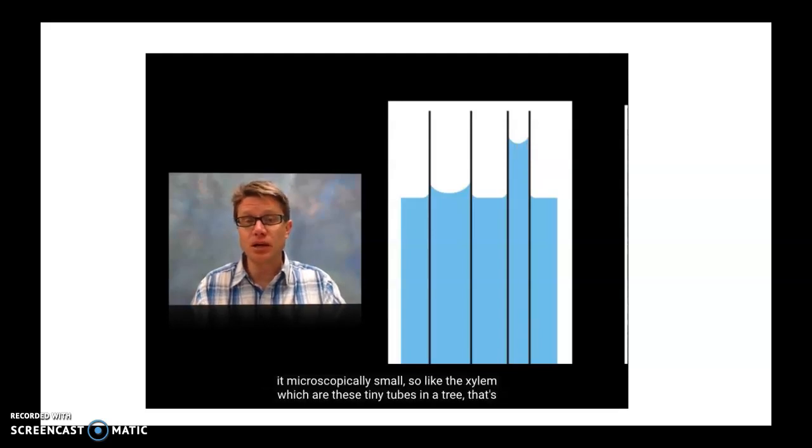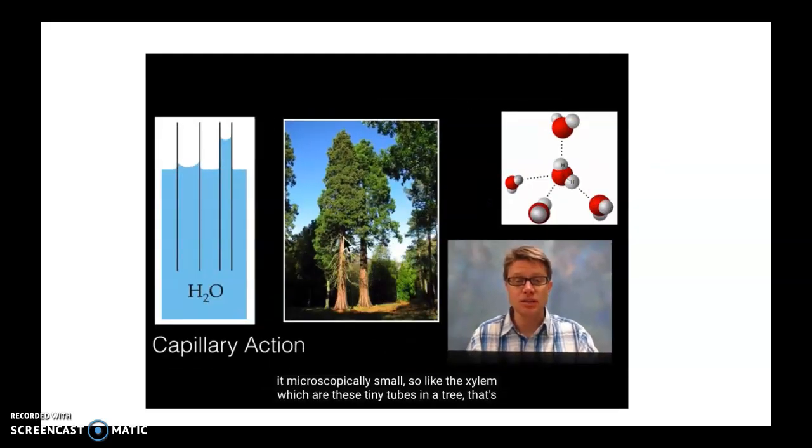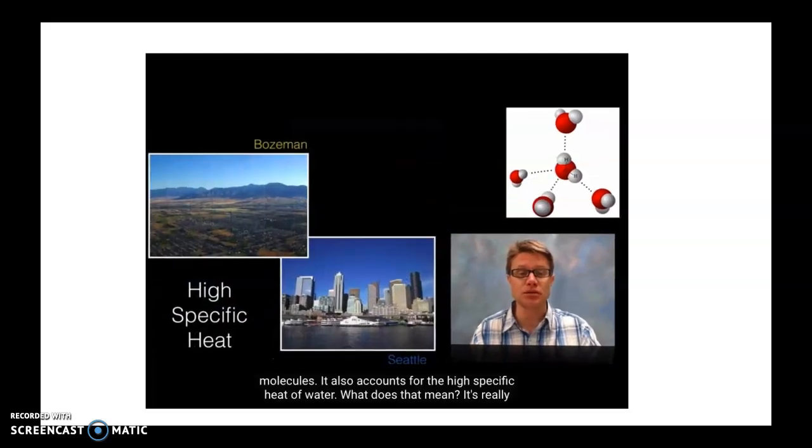And in fact, if we make it microscopically small, like the xylem, which are these tiny tubes in a tree, that's how water is moving all the way up a tree. There's evaporation of water up at the top, and then there's this connection of water all the way up these tubes to the surface, and so it's moving all that water through a tree. What's pulling it up? It's going to be the driving of that energy from the sun, but it's the connection of all those water molecules.